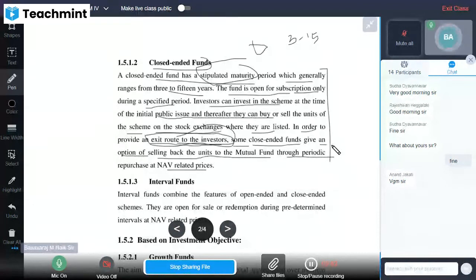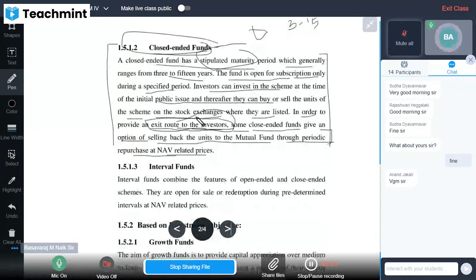arrangement. It means after a certain period, they will arrange the repurchase of those units at the NAV related prices. We can say that ICICI Prudential Growth Funds are there, right? SBI Tax Advantage Funds are there, which come under the close-ended funds. So there is a stipulated maturity period, and according to that, investors are able to do the transaction in that particular fund.